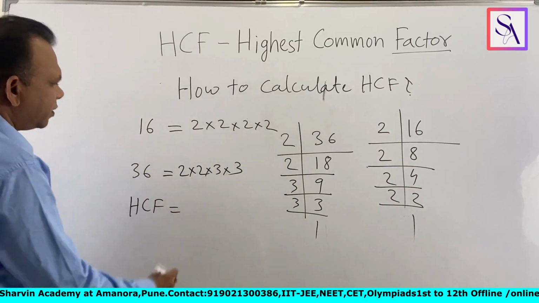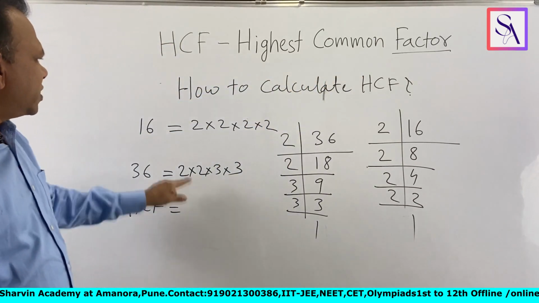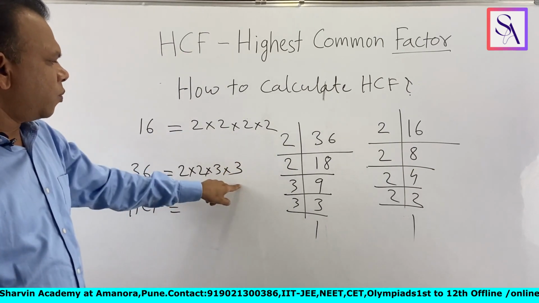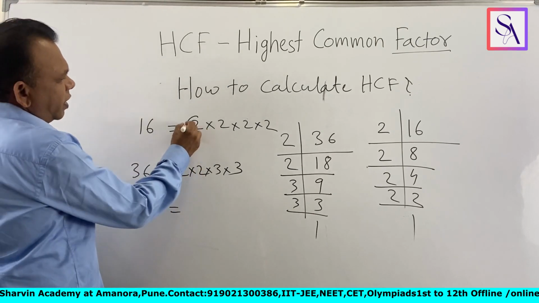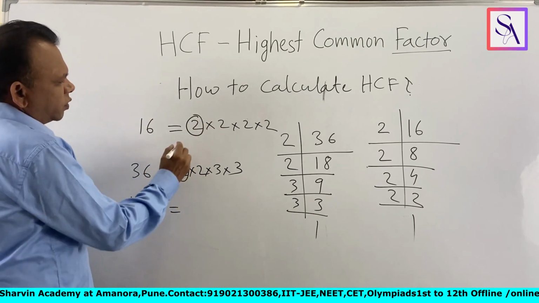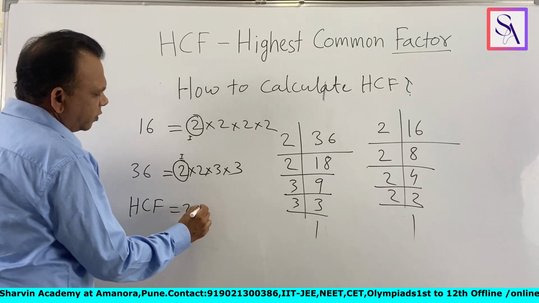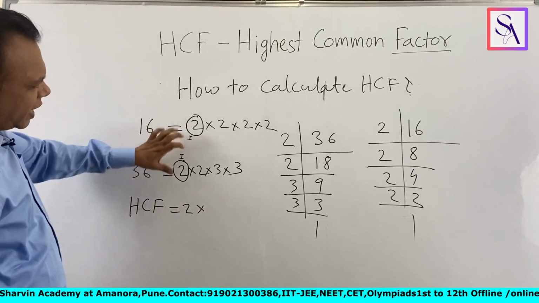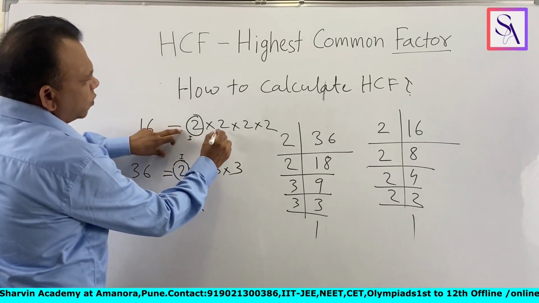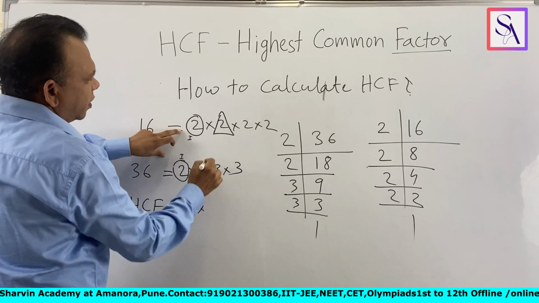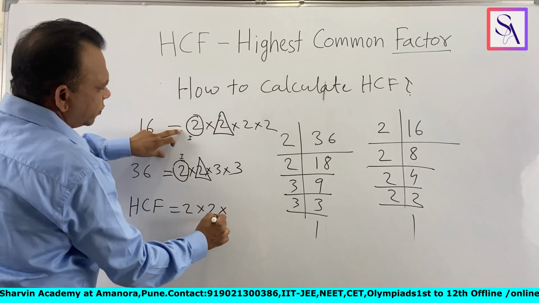what is the method? We have to take the common factors, right? So these are the factors and we have to see which are common. Common is 2 here. So this is the first common, right? So I can write 2 here. For these two common 2s I can write only one 2 here. Okay. Then another 2, these are the next common 2s. So I can write another 2.